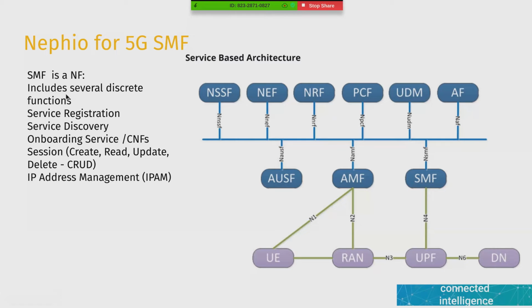It's a network function that includes several discrete functions. One of them is service registration, then service discovery, onboarding of CNF, session create, update, delete, which is the standard code, and IP access management. So even with a simple session management function, I can identify 1, 2, 3, 4, 5 microservices. These are 5 services. If you say that the session management function is the use case, then we have to deal with these 5 use cases, and that will be not only on the control plane side, but also on the user plane side.